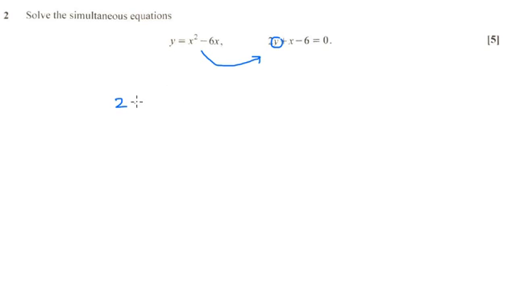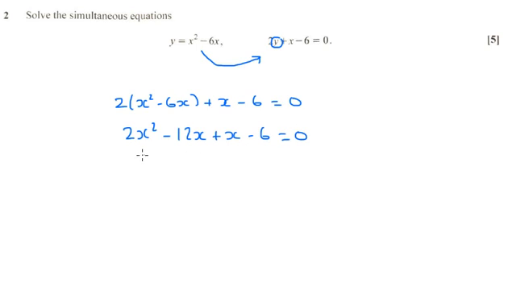So instead of writing 2y, I'm going to write 2 bracket x squared take 6x, and then finish this equation off. So plus x take 6 equals 0. So now we have to solve this quadratic equation, which is just in terms of x. So we can solve it if we expand the brackets, collect terms together. So we've got 2x squared, we've got minus 11x, and we've got minus 6.